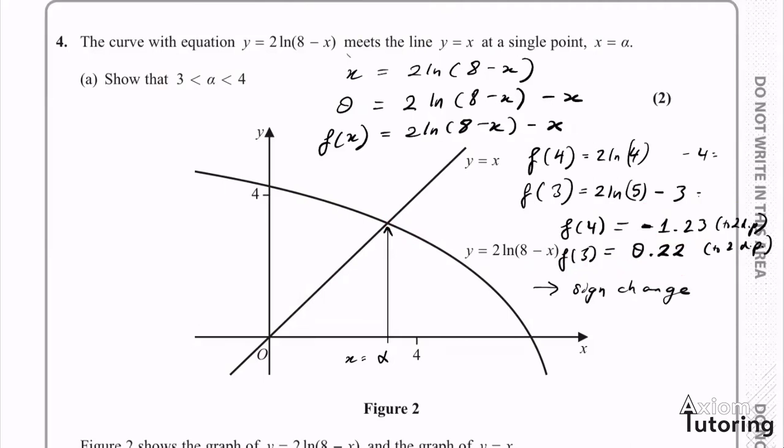And we can see that somewhere between these two values, we will reach 0. So between f of 4 and f of 3, we're going to get a value that should be f of alpha, which equals 0. And so we know that due to this sign change, we have a continuous function, and alpha must lie between 3 and 4.